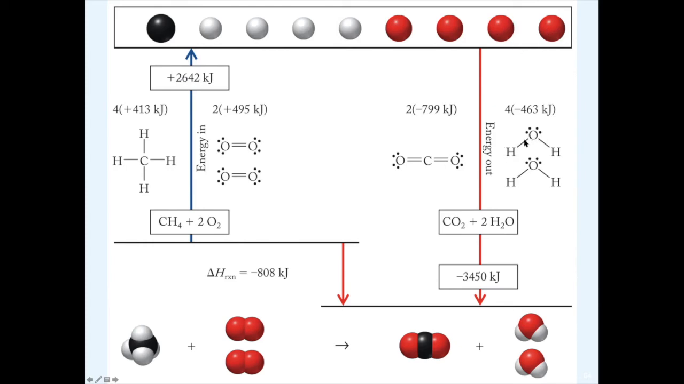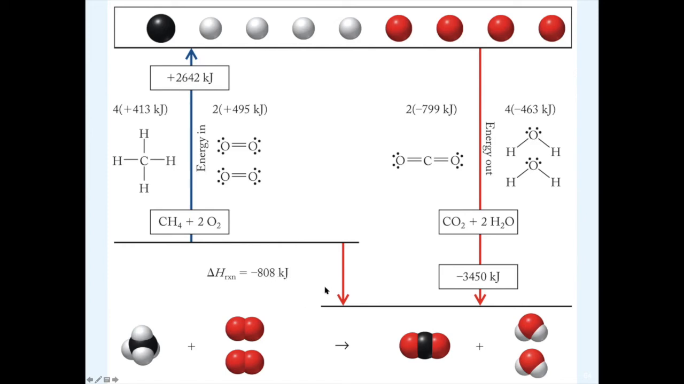And so each one of those water molecules releases 2 times 463 kilojoules of energy, so a total of 4 times 463 kilojoules. It's negative because it's releasing that energy, okay? So overall, that's a negative 3,450 kilojoules of energy. And so then I just put those 2 numbers together. I add the 2642 to the negative 3450, and the difference there is the energy change of the reaction. In this case, it's a release because it's a negative number. The overall energy change for this reaction is negative 808 kilojoules.